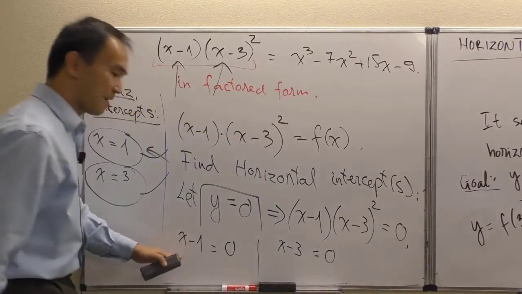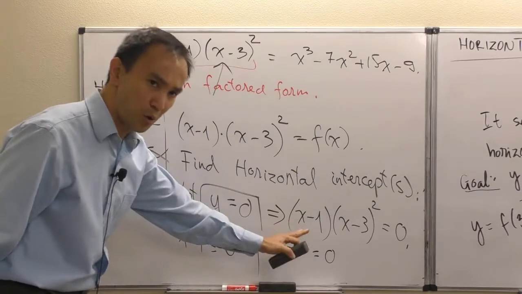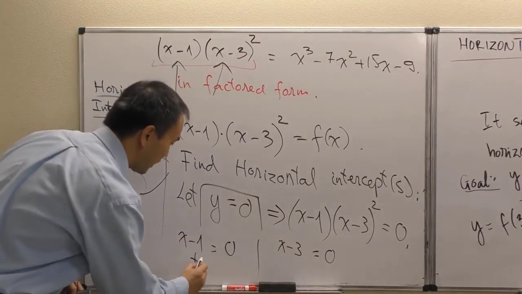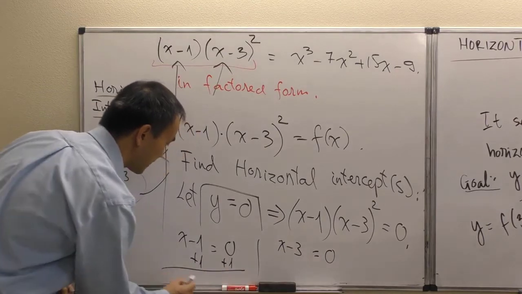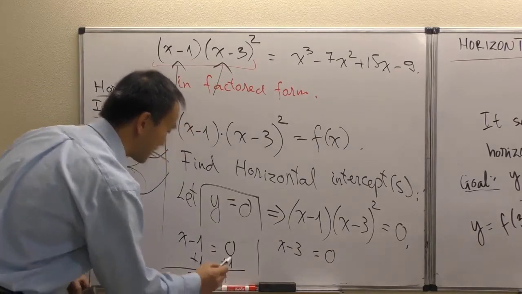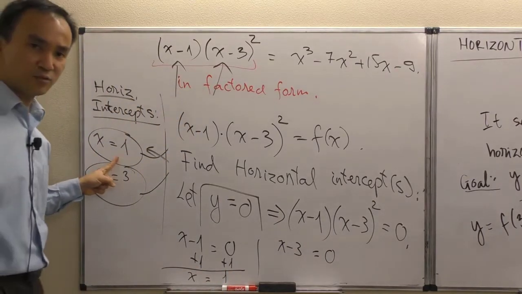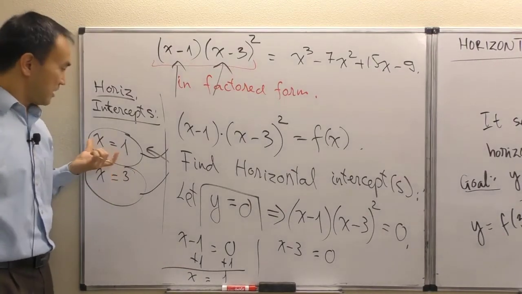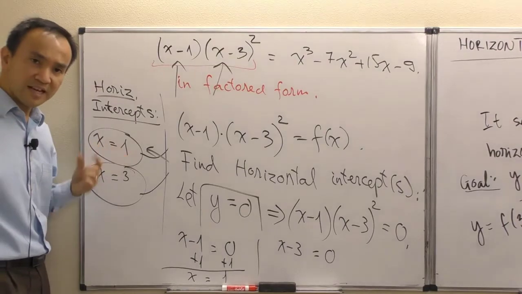And that's why I have produced two separate little equations to solve, and then continuing to solve each of these, adding 1 to both sides, I ended up with x equals 1. That now explains how we have the horizontal intercept, one of them being x equals 1.